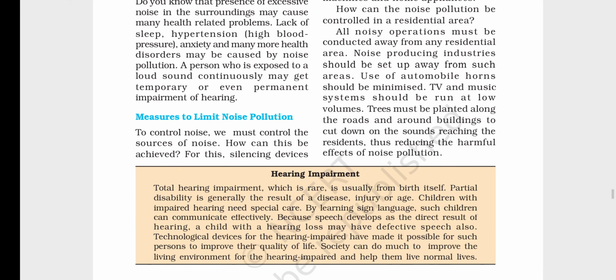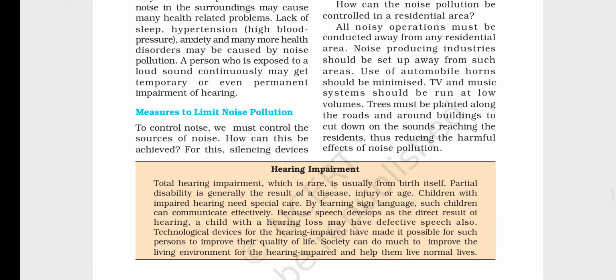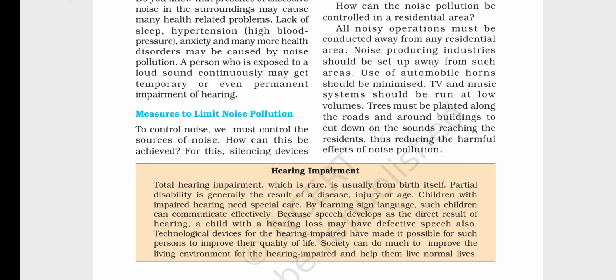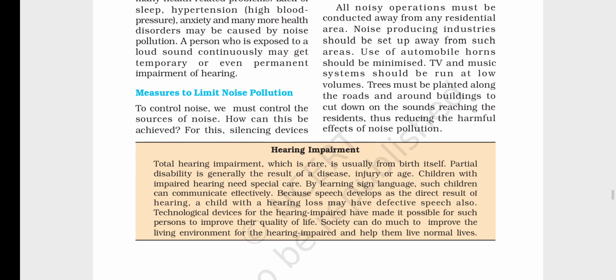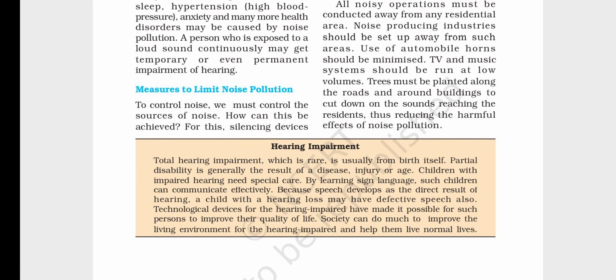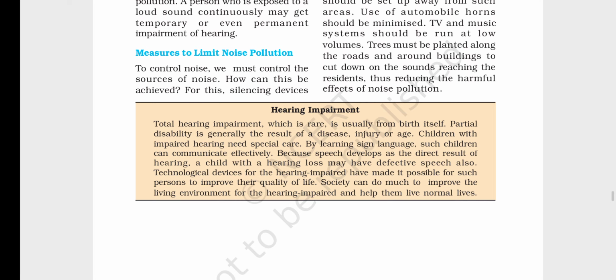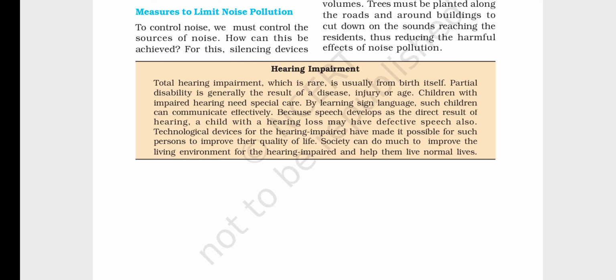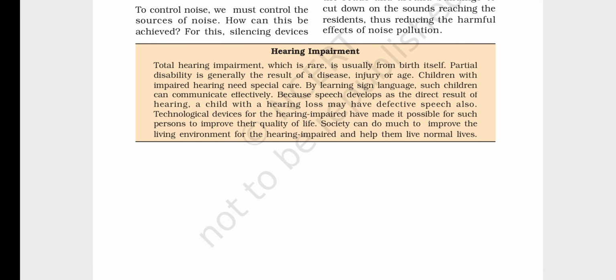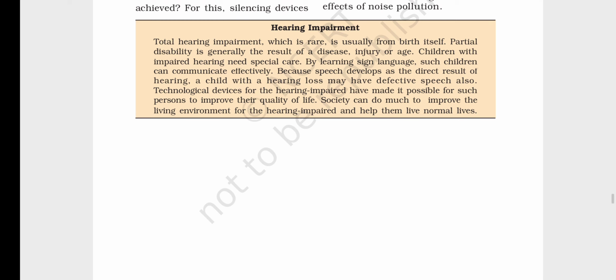All noisy operations must be conducted away from any residential area. Noise producing industries should be set up away from such areas. Use of automobile horns should be minimized. TV and music systems should be run at low volumes. Trees must be planted along the roads and around buildings to cut down on the sounds reaching the residents, thus reducing the harmful effects of noise pollution.